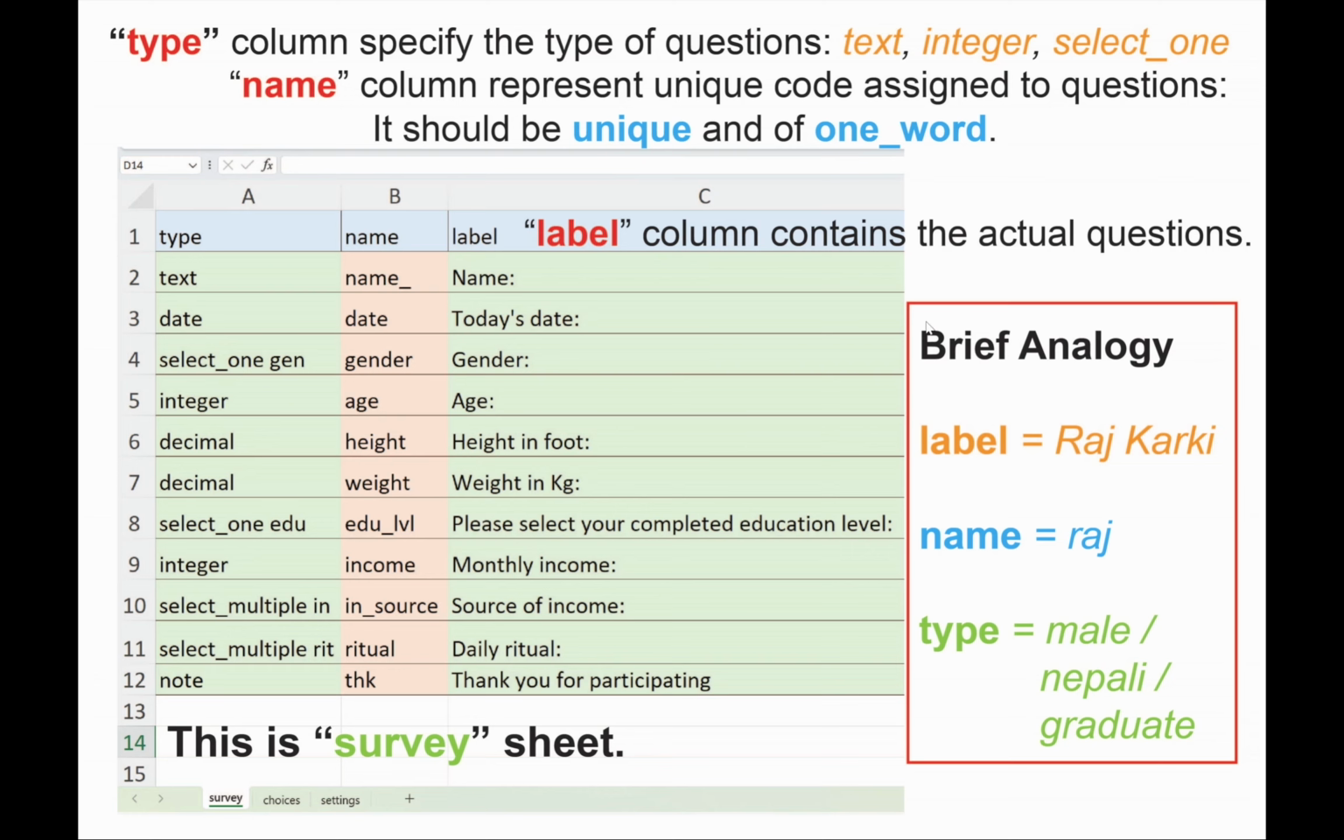I have given a brief analogy over here. Your label is like a full name, Raj Karki, which is my full name, and your name is code. Code you assign to your full name, which is just Raj, all in small letter. And type is specifying the characteristics, for example, male, Nepali, graduate, and so on. So this is your survey sheet of XLS form or Excel file.